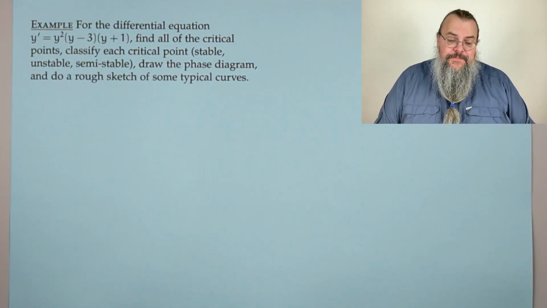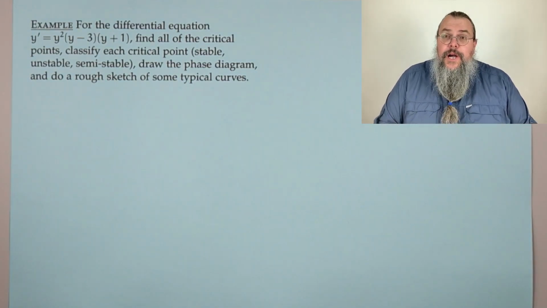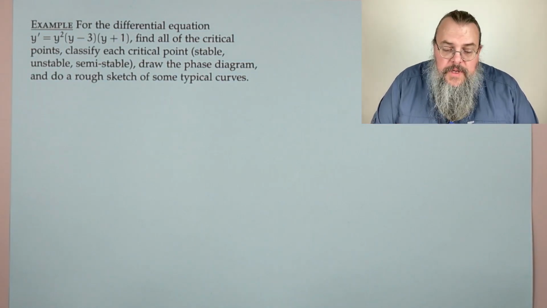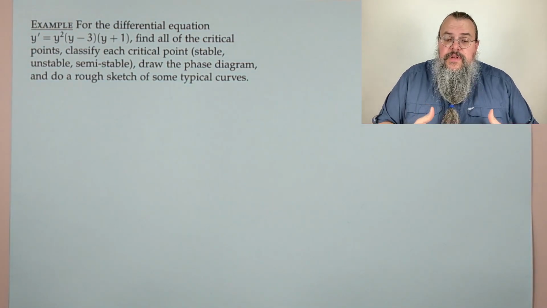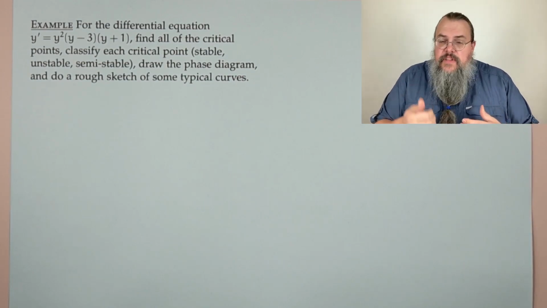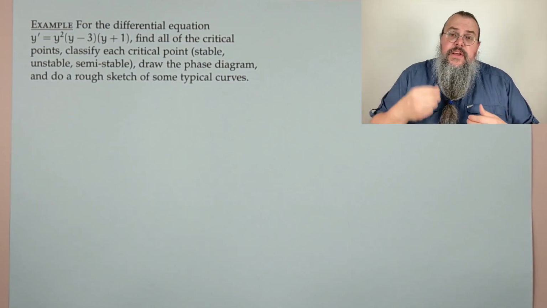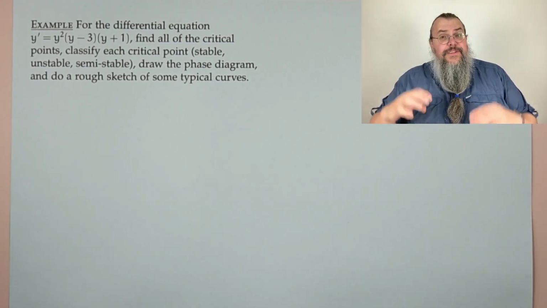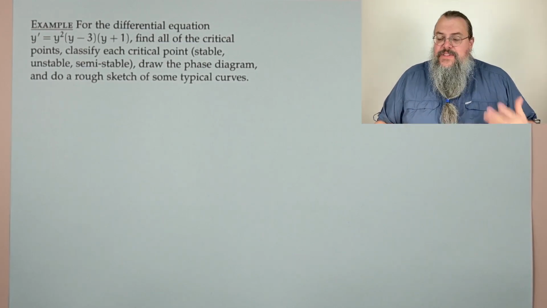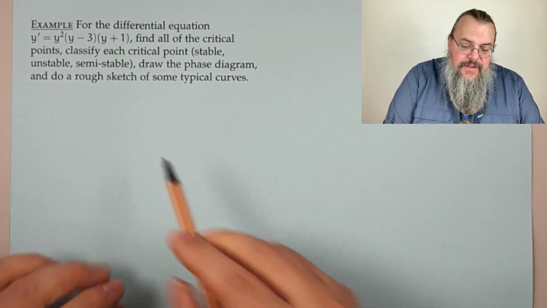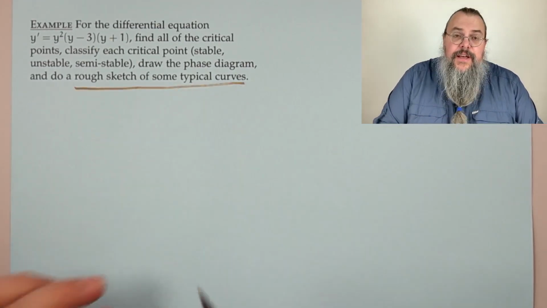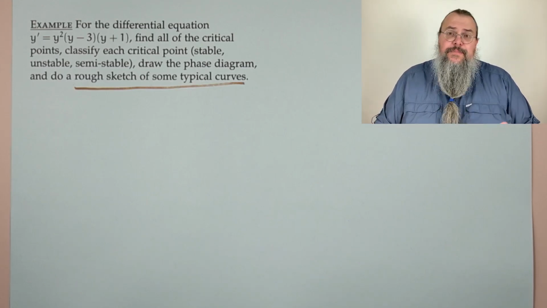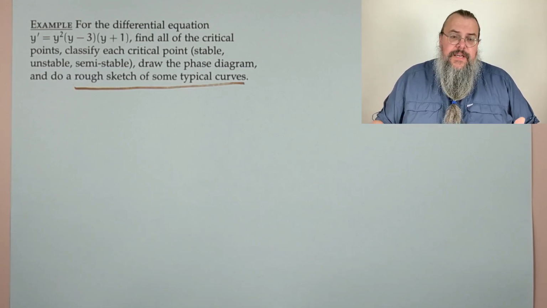So our first example. For the differential equation y prime is y squared times (y minus 3) times (y plus 1): find all of the critical points, classify each critical point as stable, unstable, or semi-stable, draw the phase diagram, and do a rough sketch of some typical curves. So this is a pretty packed problem. There's a lot going on. And there's some things that we didn't quite talk about, namely this last part, the rough sketch. That's okay. We'll get to it. And we'll see that it's actually a little less intimidating than it might sound. All right, so let's begin.